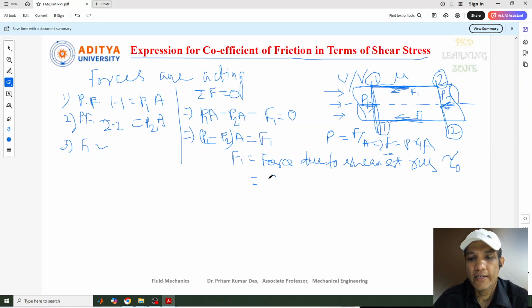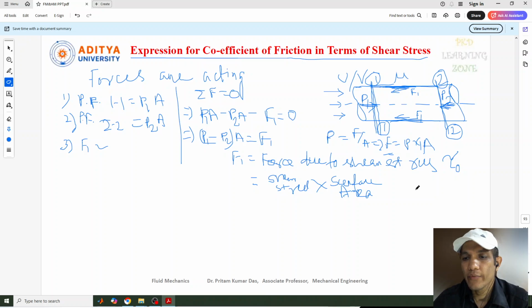So you can write this as shear stress into the shear area, or the surface area which is covered here. This is the same thing. We know that stress equals force by area, so force equals stress into area, and this is the shear stress which is considered.